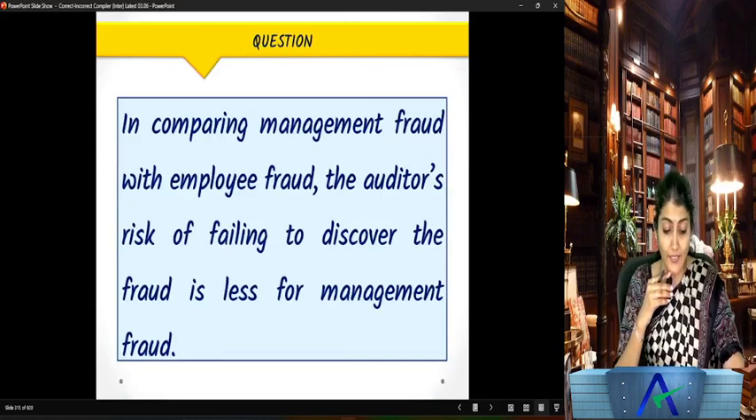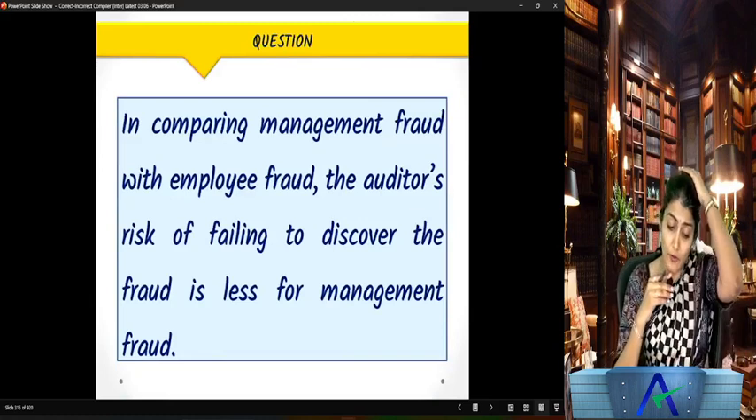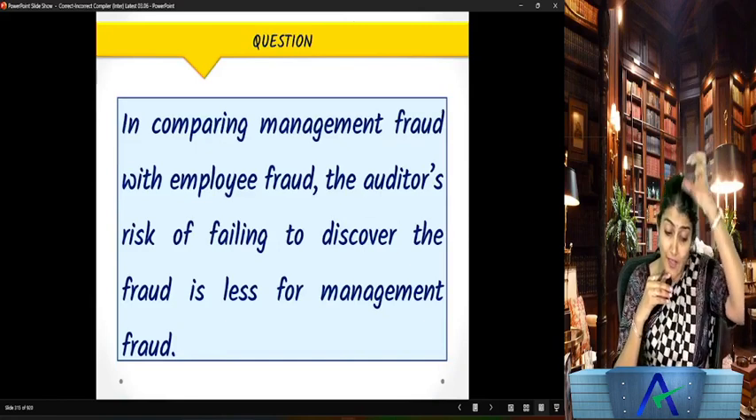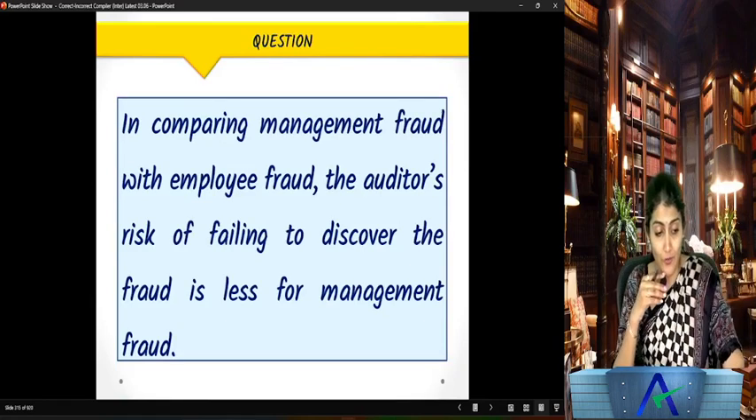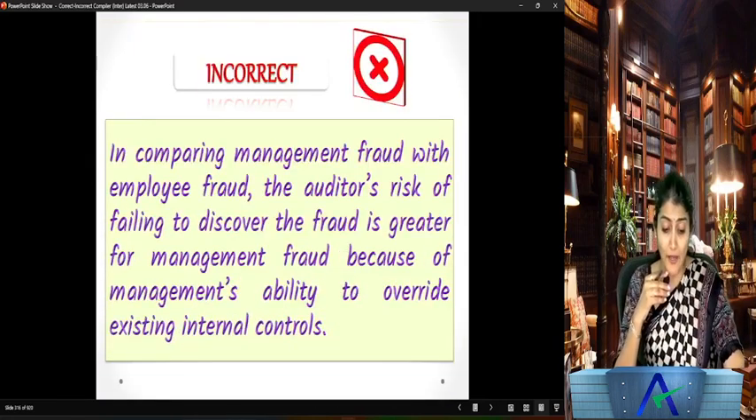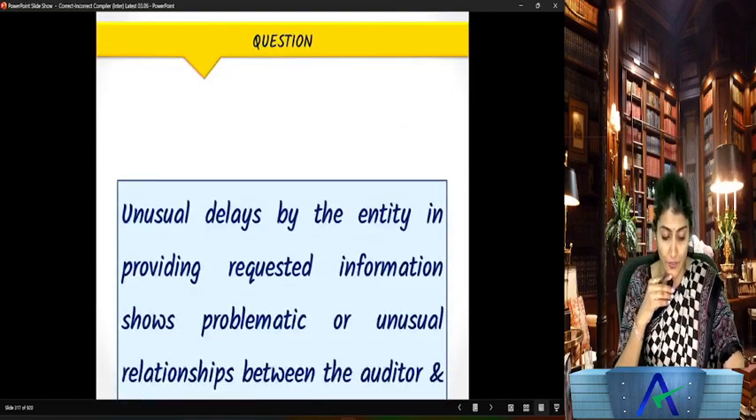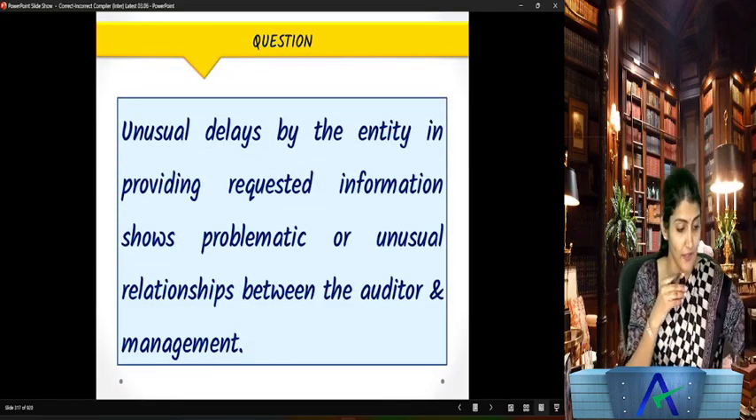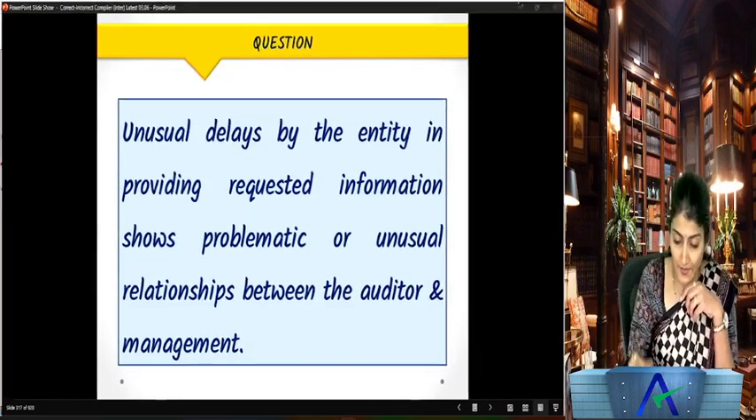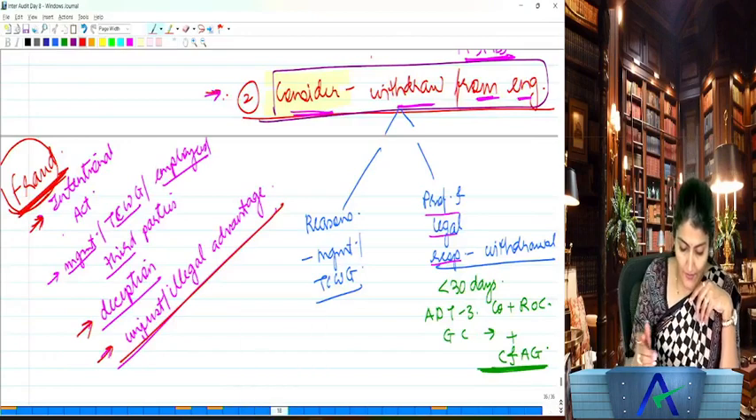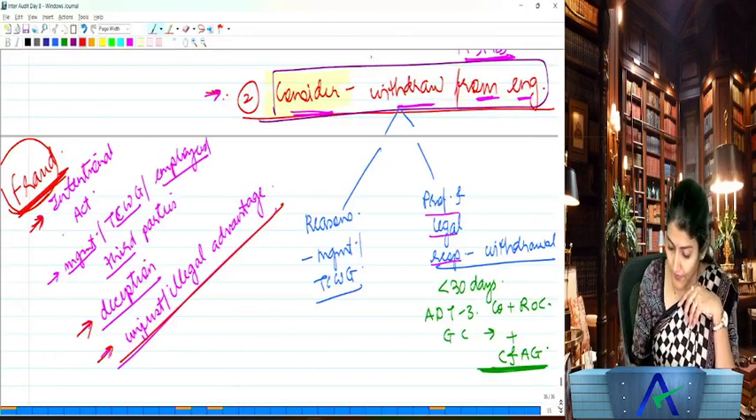In comparing management fraud with employee fraud, the auditor's risk of failing to discover the fraud is less for management fraud? No, the risk is high for management fraud. Why? Because management has the ability to override the existing internal controls. Then after that, these questions we are yet to study. So what are we discussing over here? This chapter on the fraud.